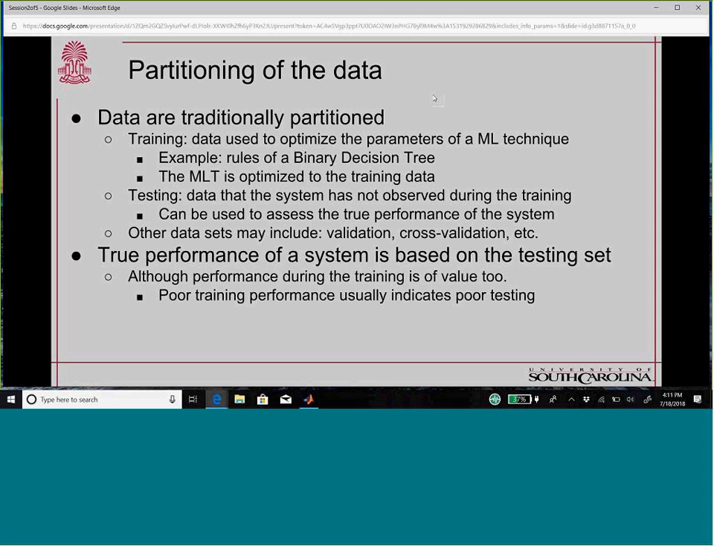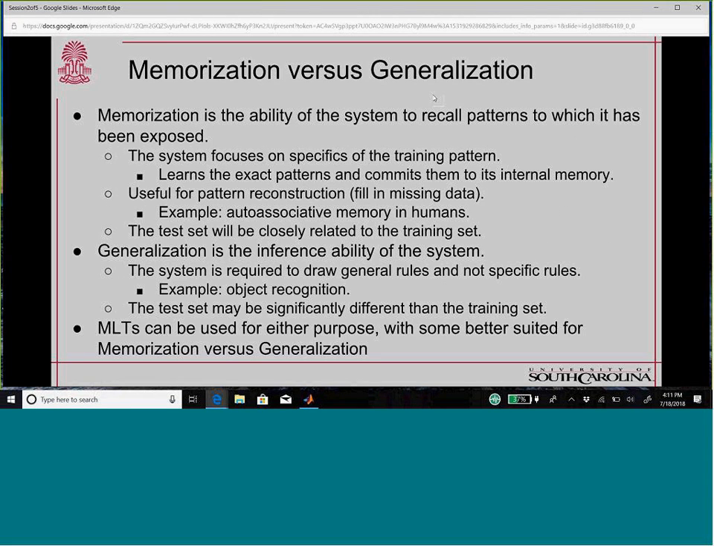Based on a concept that I'm going to discuss in the next slide, the system is no longer generalizing. You're pushing it so far that it is memorizing every one of the training patterns. Therefore, it has no idea and it acts erratically when the testing set is presented. So this is the idea of memorization versus generalization.